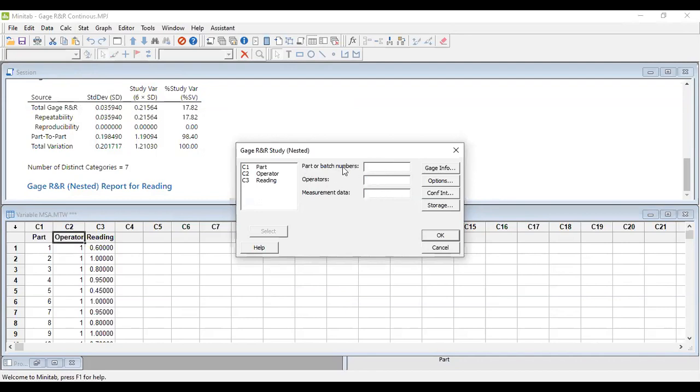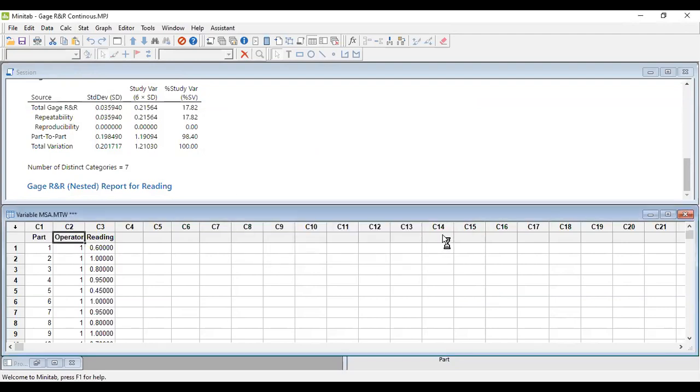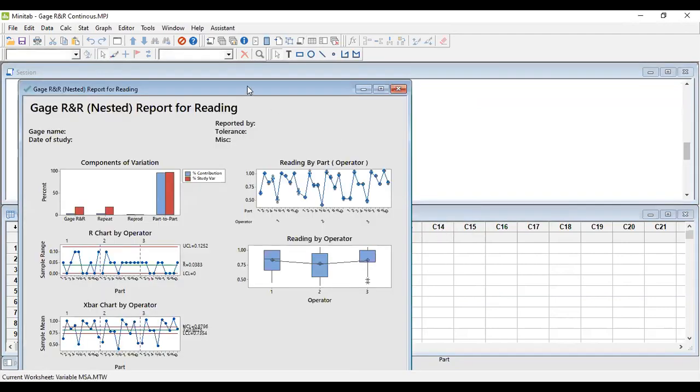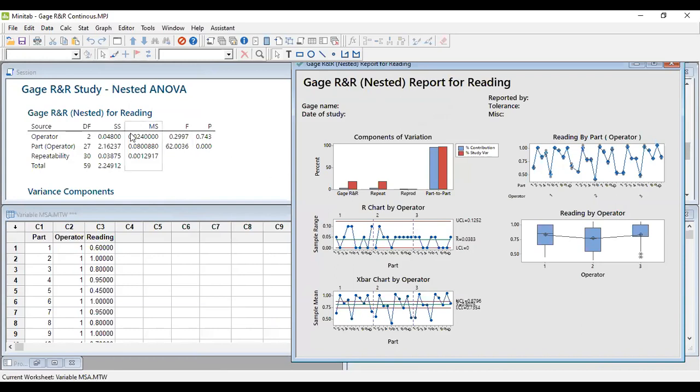Okay, now click on the first one. It clearly says part or part batch number. You double click on the part. Operators, you double click. Measurement data, which is nothing but the reading. And options. Click on OK. You get a graph something like this. So if you look at the first one, there are 4 columns, right? First is gauge R&R, which tells you the total measurement system variation, right?